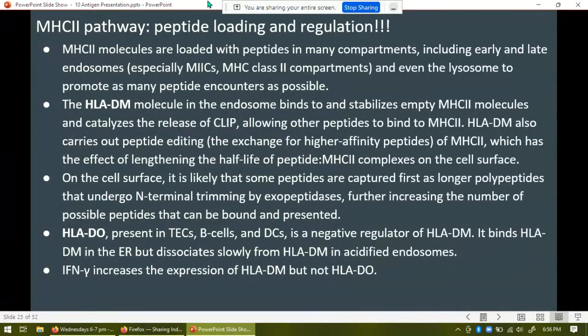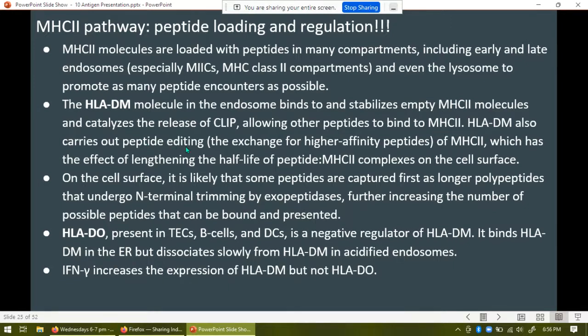So how does it know to get rid of CLIP and bind to an actual peptide? Well, the HLA-DM molecule in the endosome binds to and stabilizes empty MHC2 molecules, and it also catalyzes the release of CLIP from the cleft of MHC2. So HLA-DM binds to MHC2 and releases CLIP from the peptide binding cleft. That allows other peptides to swing in and bind to MHC2 in that empty cleft. So these peptides inside the endosome are now going to bind to the cleft of MHC2.